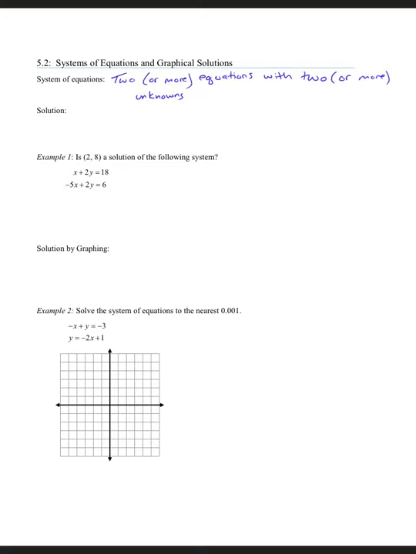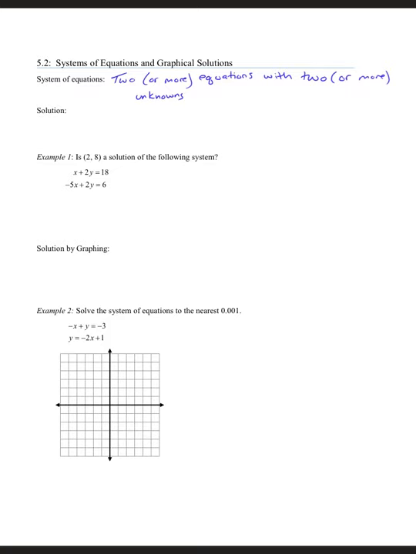And just to show you an example of that, just looking down here in example 2, this would be an example of a system of equations. Here we have two equations with two unknowns in x and y. You can see a system that has three equations with three unknowns, but we're not going to do anything with that. We're just going to stick to two.